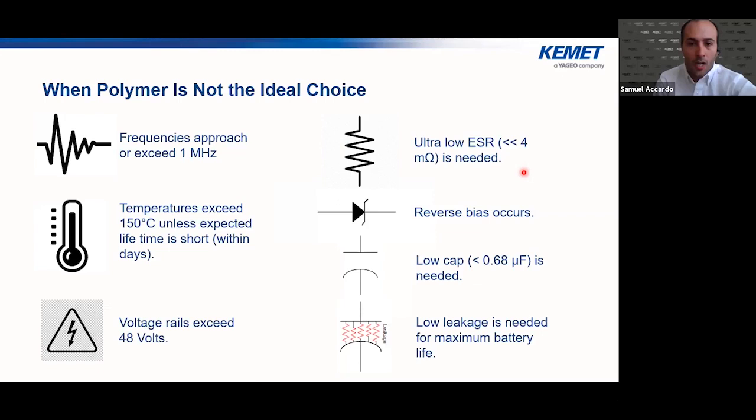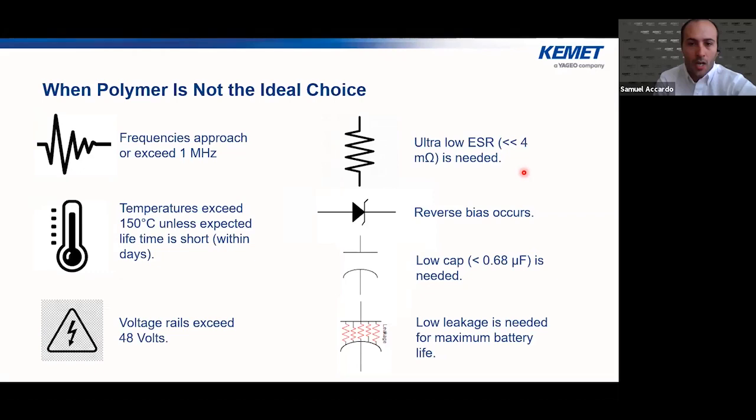Going back to one of the first slides where I talked about this is a polarized device. It cannot handle the reverse bias, so you shouldn't use this in a reverse biased application. Also, due to the way that we make the parts, low capacitances are also hard to achieve. If you need low capacitances lower than 0.68 microfarads, you probably need to use ceramic.